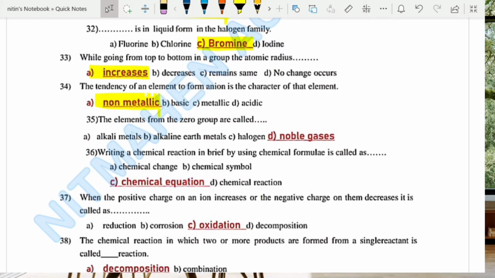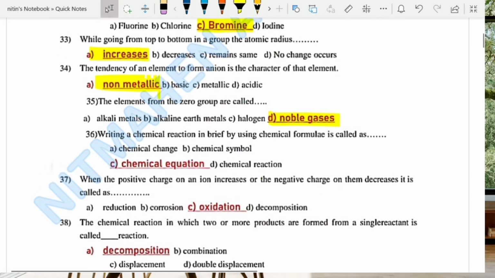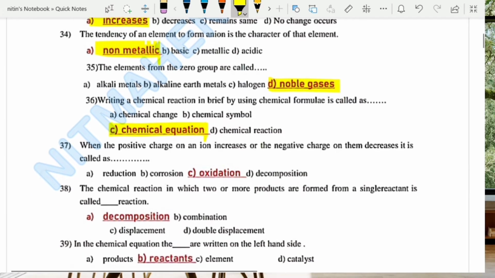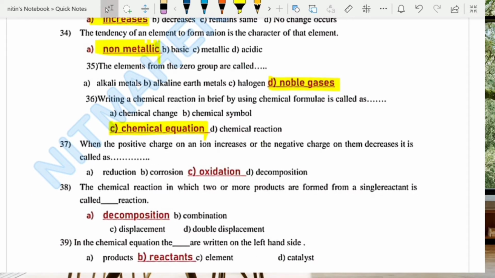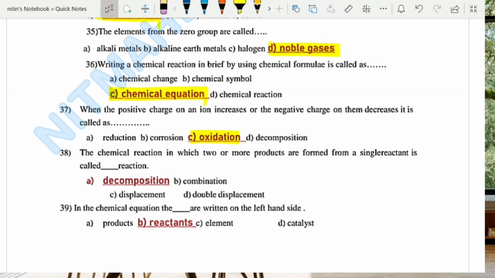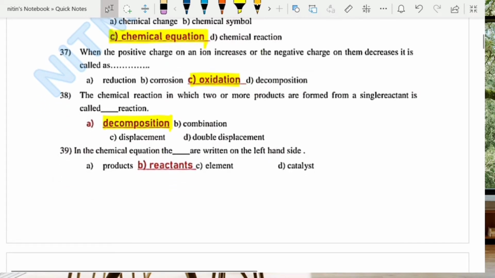Next, the elements from the zero group are called noble gases. Writing a chemical reaction in brief by using chemical formulae is called a chemical equation. When the positive charge on an ion increases or the negative charge on an ion decreases, it is called oxidation. The chemical reaction in which two or more products are formed from a single reactant is known as a decomposition reaction. In a chemical equation, the reactants are written on the left side, going left to right.